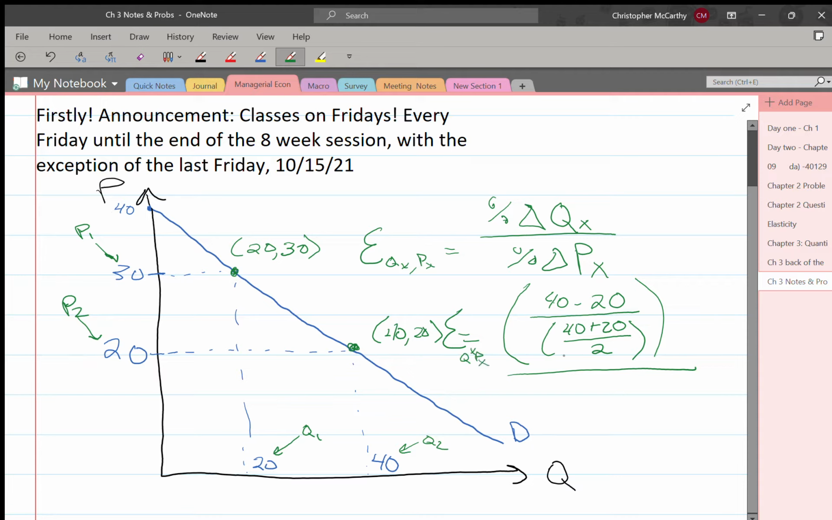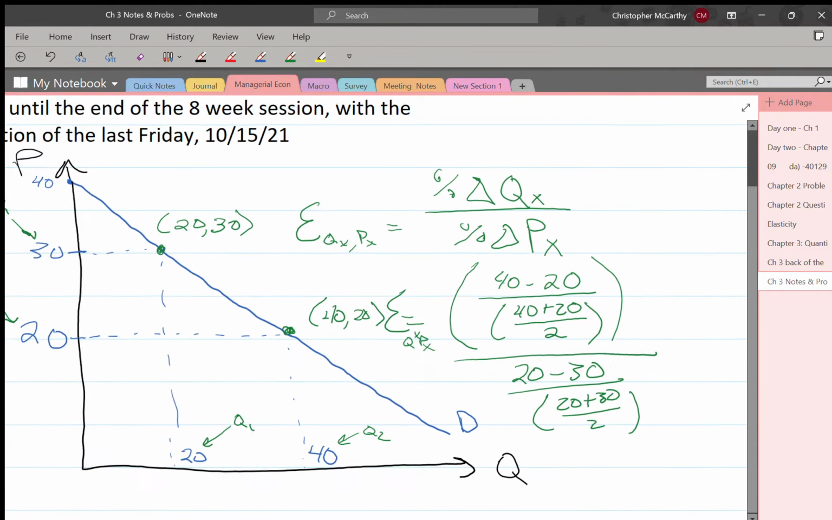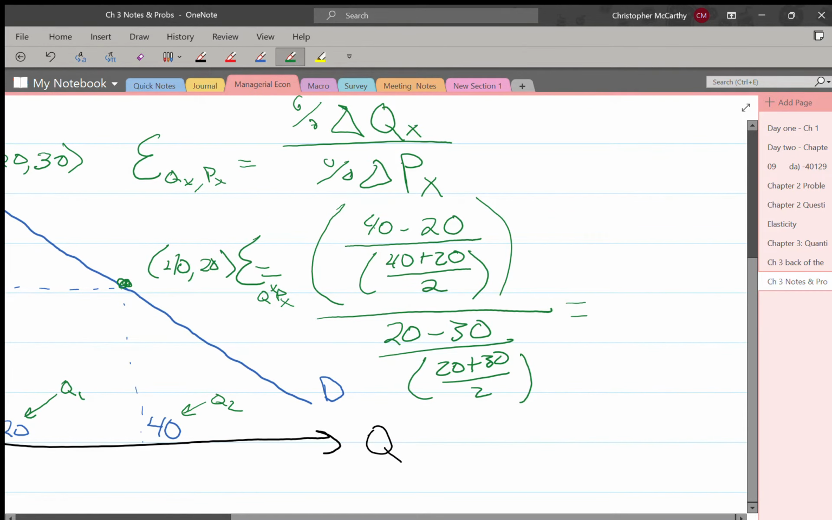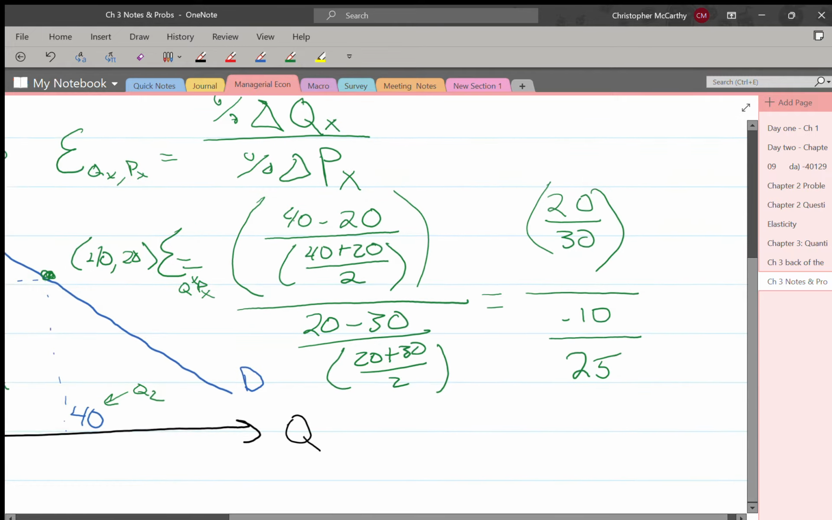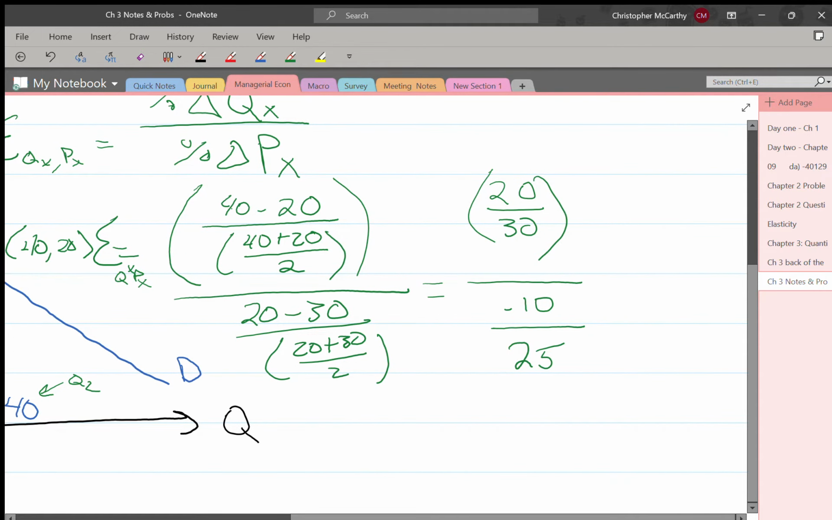And then our percentage change on the bottom is the difference in the prices, right? And so again, if we want Q2 minus Q1, we got to go P2 minus P1. So we end up with 20 minus 30 divided by 20 plus 30 over 2. And so this ends up giving us what? 20 over 30 on the numerator and negative 10 over 25 on the denominator. And we can just plug this into our calculators, right?